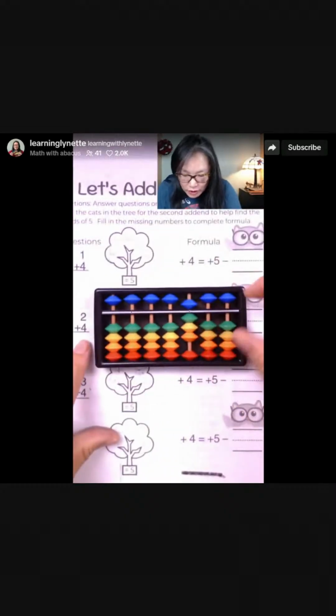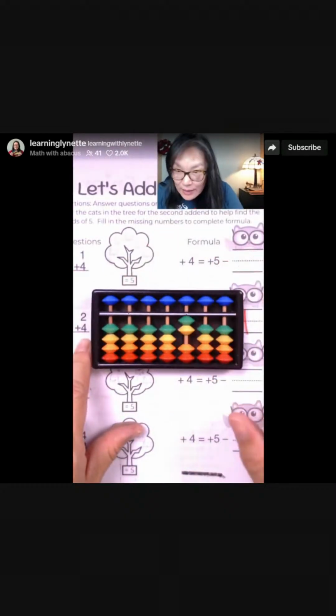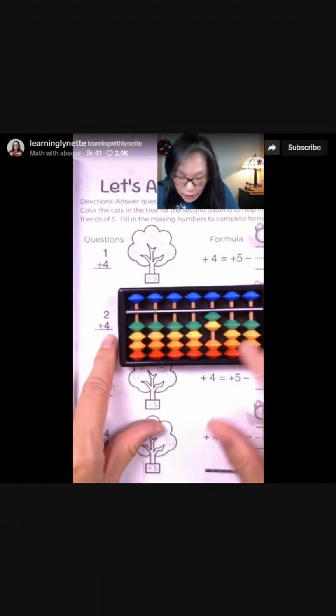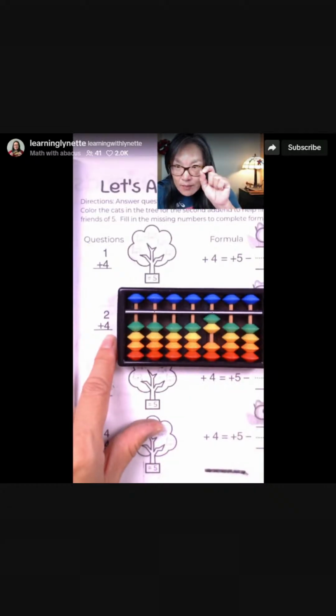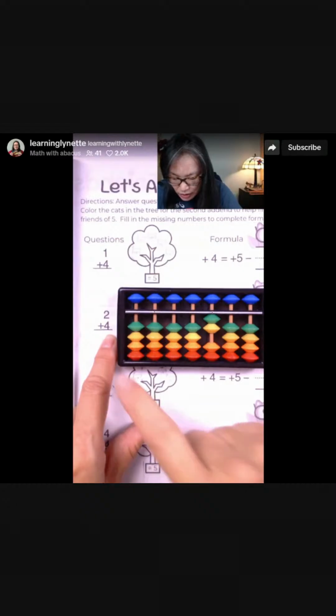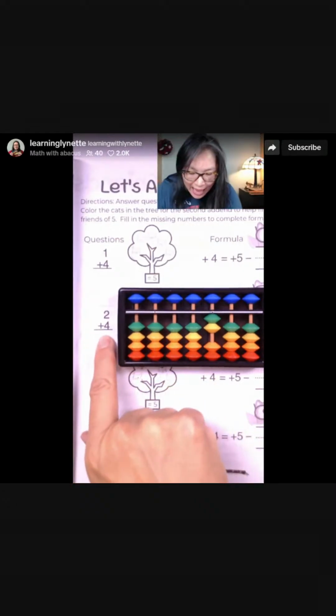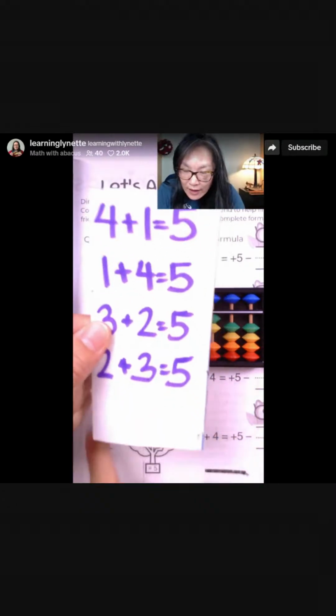So, if you look, we're going to do it again. We're going to have 2 on the abacus, and we're going to add the 4. We're not going to memorize doubles minus 2. We're not going to do that. What we're going to do is understand how to make a 5. When we make a 5, we know that these are the 2 pairs. I want to add 4.